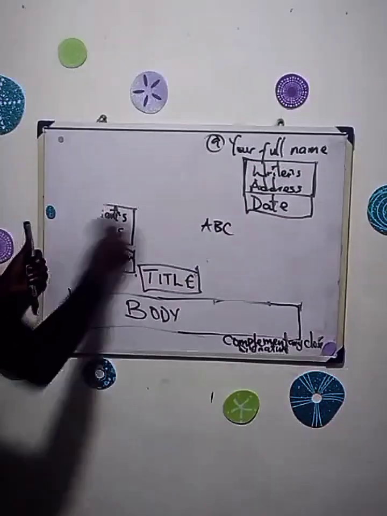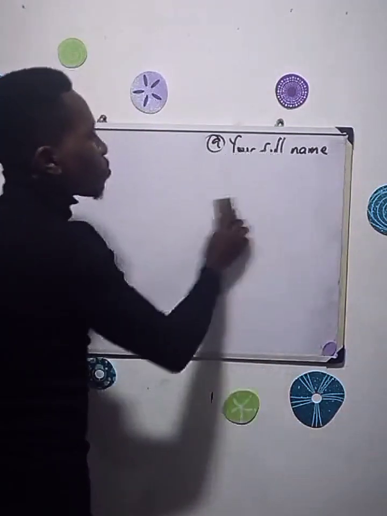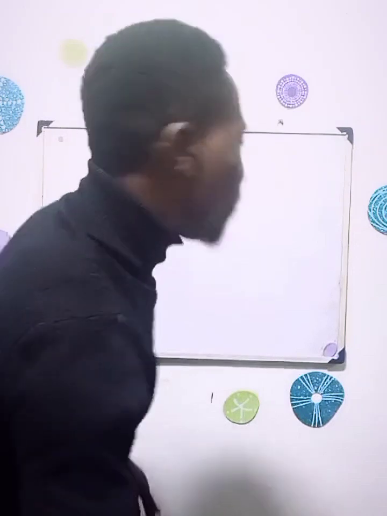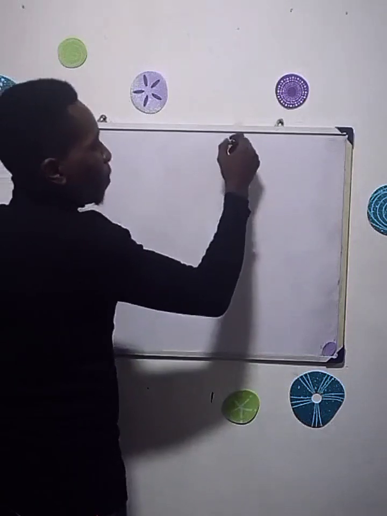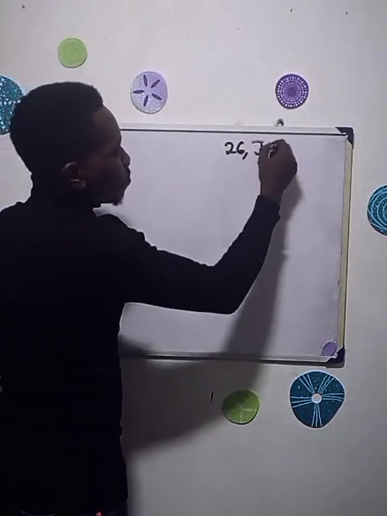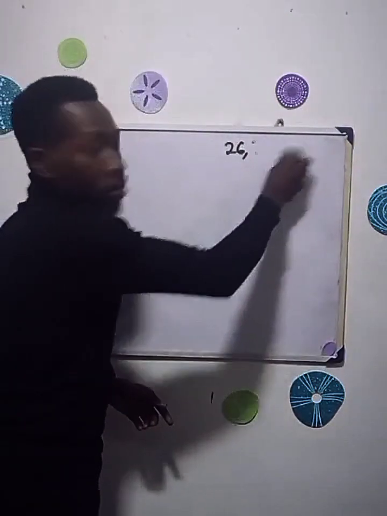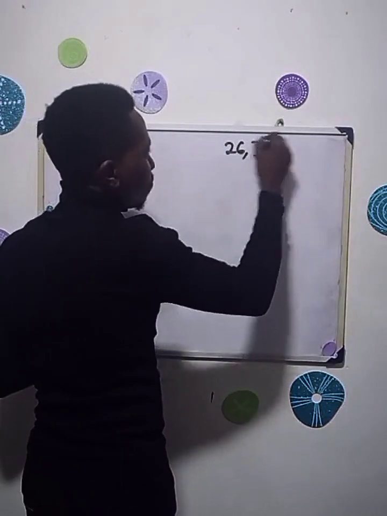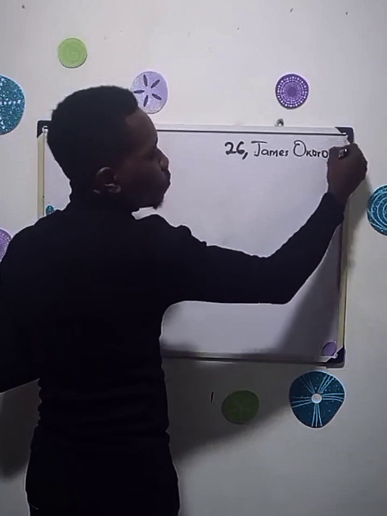Let's take one and work on it. I want to write a letter, so let's start. Let's say my address is 26 James Okoro Street.